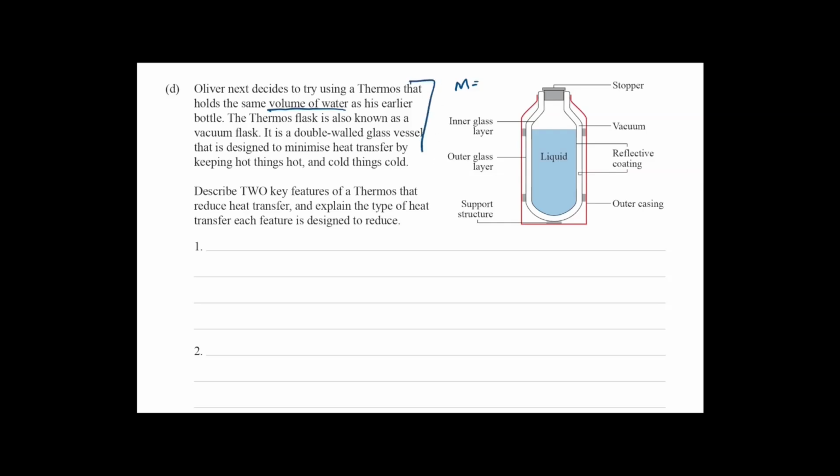In case you did not know how a thermos flask works, describe 2 features of the thermos that reduce heat transfer. I'm going to actually do 3. So there are 3 ways that heat transfer can be minimized, and they all appear in here. So the first one is conduction. Conduction is when heat moves through a solid.